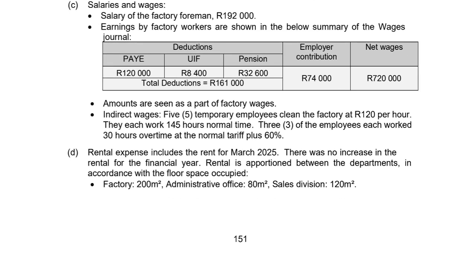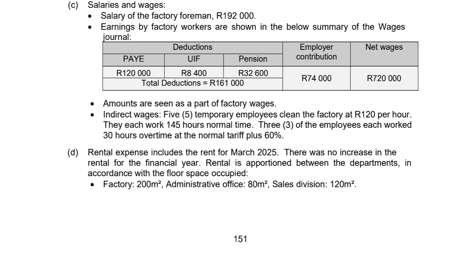Indirect wages: there are 5 temporary employees that clean the factory at 120 Rand per hour. They each work 145 hours normal time. 3 of the employees each worked 30 hours overtime at the normal tariff plus 60%.